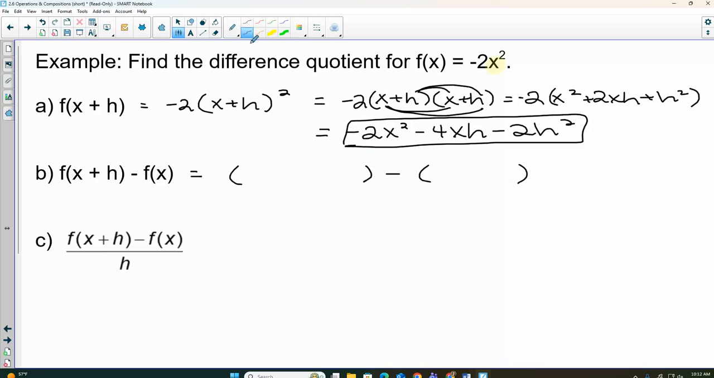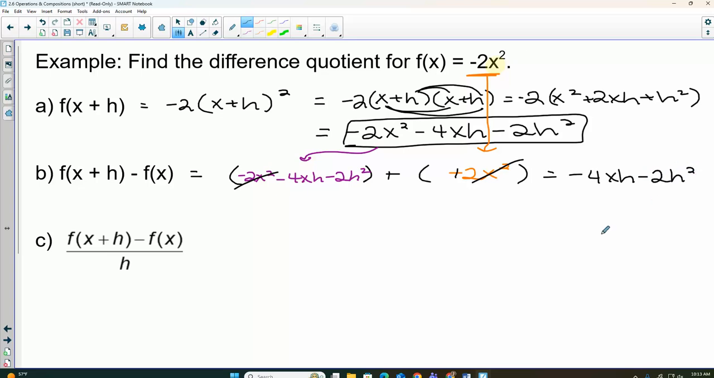Part B, f of x plus h minus f of x. What is f of x plus h? Good. That answer we just got. Minus, what is f of x? So minus a negative is plus. Then my negative 2x squared and positive 2x squared cancel. We get negative 4xh minus 2h squared.